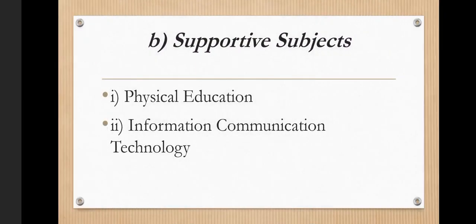The second category of subjects in senior school is the category that we are calling supportive subjects. In this category, we have a subject like physical education. Then we have another subject that we are calling information communication technology. These two subjects are very important because they will be equipping the learners with some skills that will be required in handling both the core subjects and the elective subjects that they will be selecting depending on a particular pathway and a particular track that they will have selected as they join senior school.